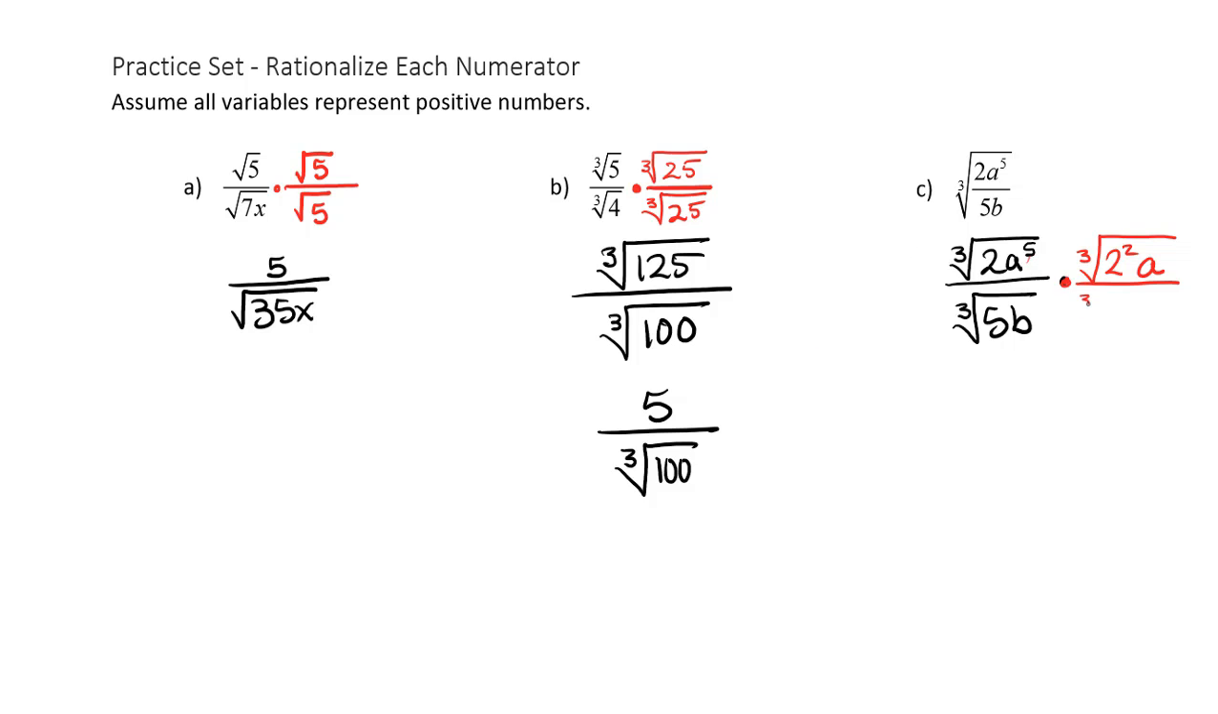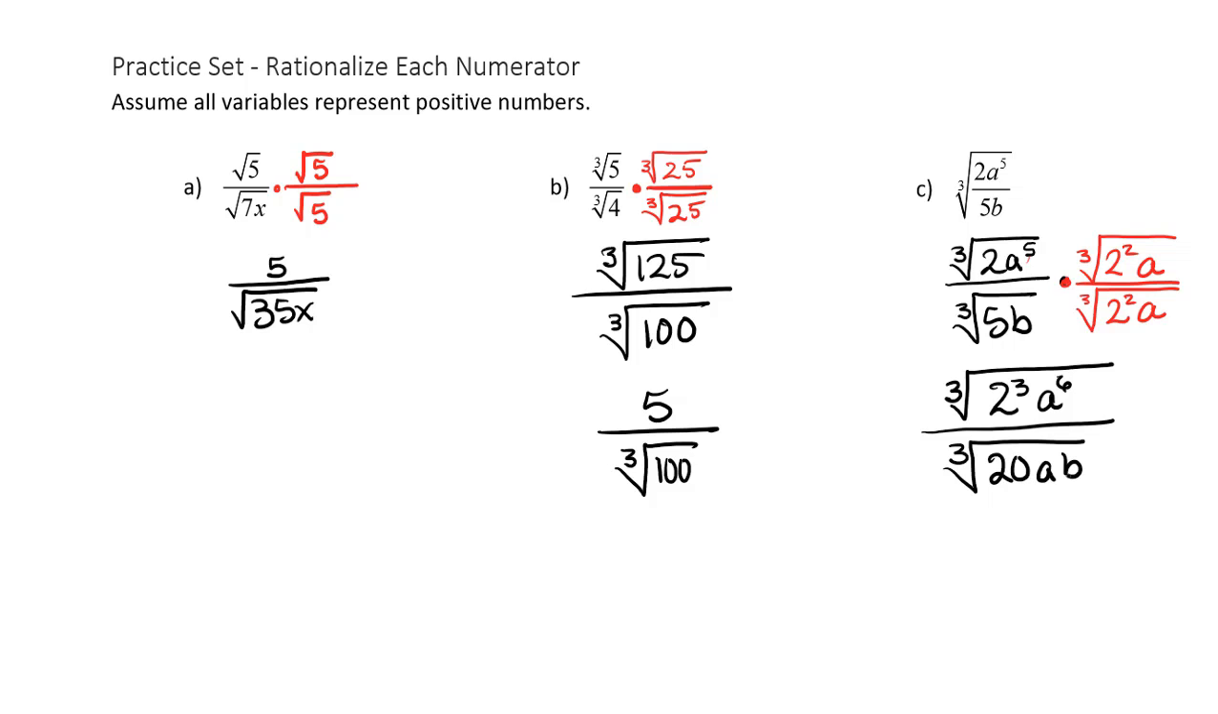of the radical. But whatever we do to the numerator, we also have to do to the denominator so that the fraction stays proportioned. Now we have the cube root of 2 to the 3rd, a to the 6th, over the cube root of 20ab. We can simplify the numerator, and we just have 2a squared in the numerator, but in the denominator we have the cube root of 20ab, and we're done.